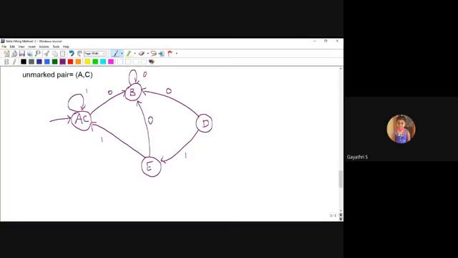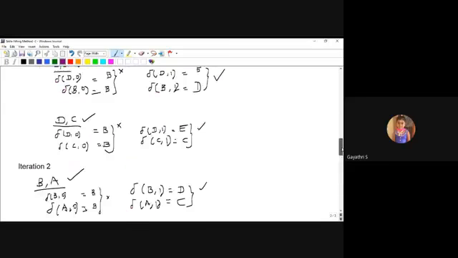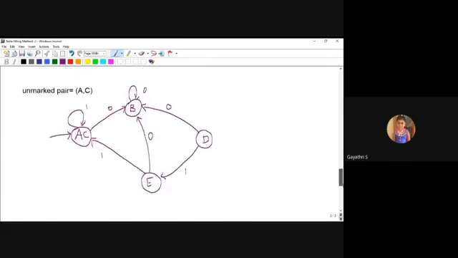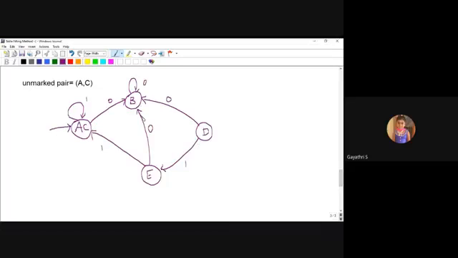So from D, 0 and 1 are there. From E, 0 and 1. From B, 0. What about 1? From B on 1 it moves to D only. This is your minimized DFA.